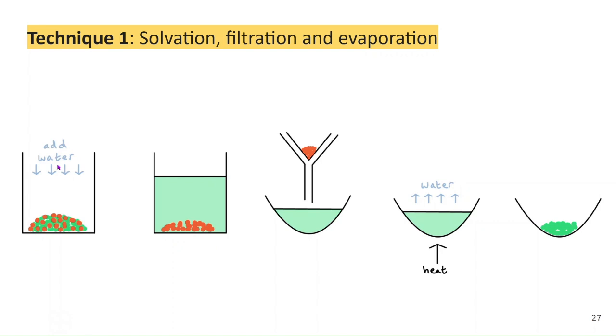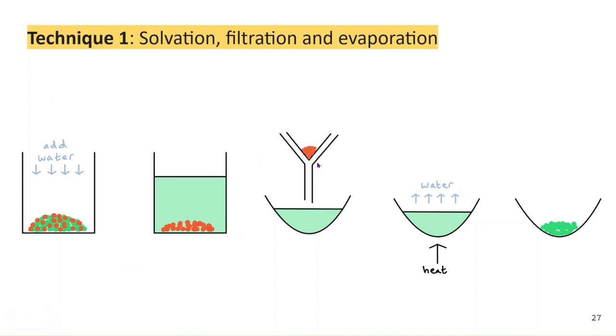So we will add water, we'll add solvent, and that will dissolve the soluble component. This part is called solvation. Add the water, and it dissolves the green thing, the thing we want, but it doesn't dissolve the other thing. So that's solvation, this part right here.